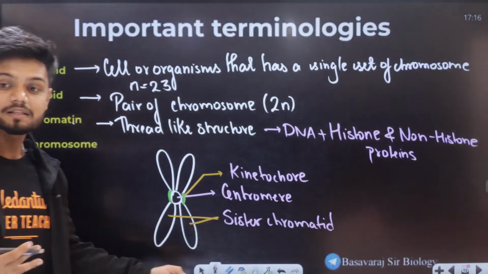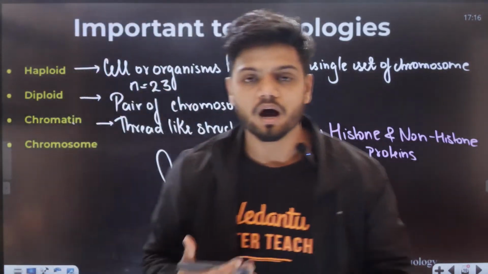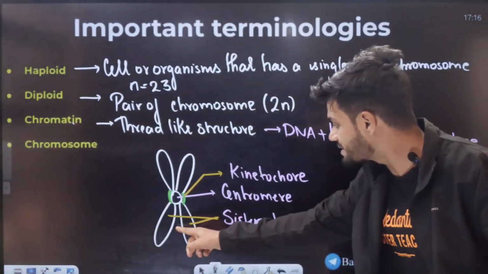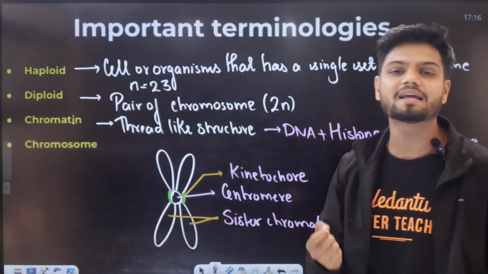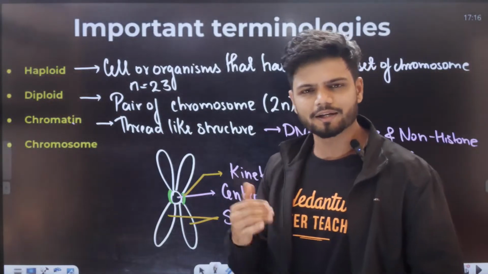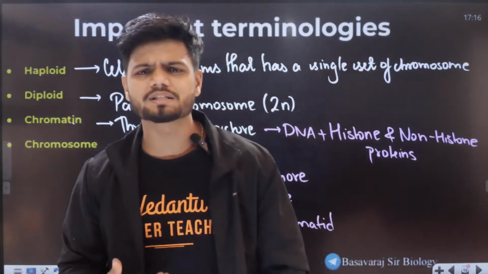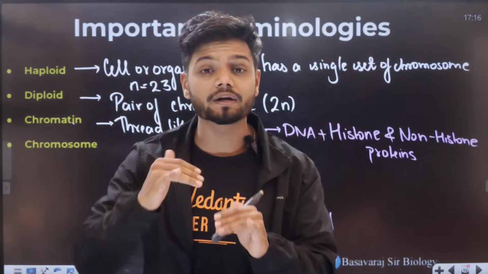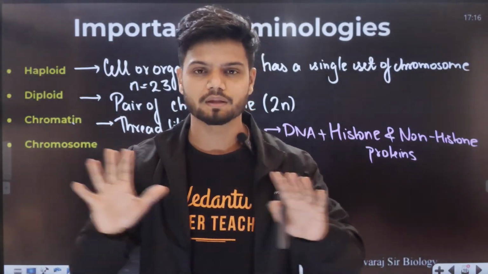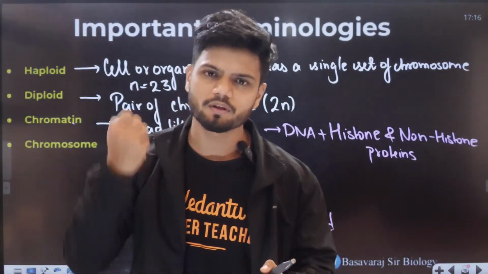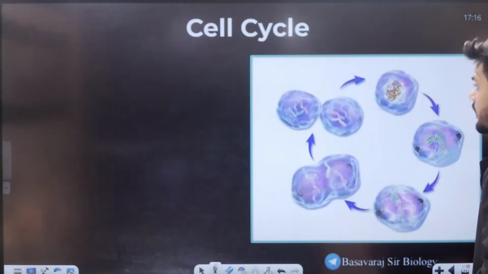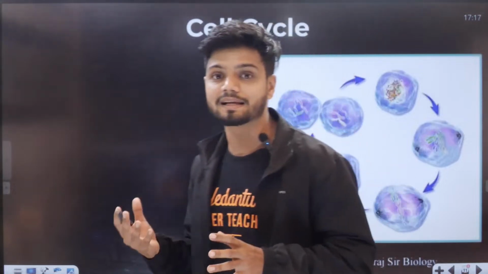A chromosome has how many chromatids? Can anyone tell me? A chromosome has 2 sister chromatids. It has a centromere. It has a kinetochore. It also has a satellite. It also has telomeres, but that we have already discussed in the previous class. Clear? Now, I believe this basic information is clear to all of you. Well and good. Okay.